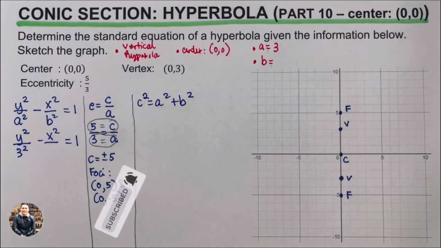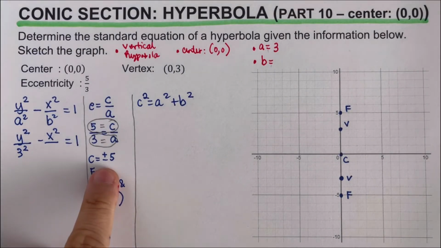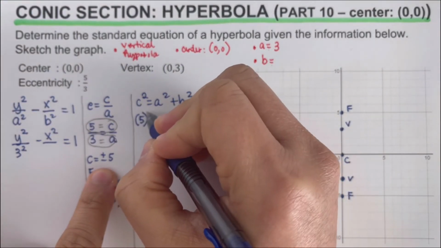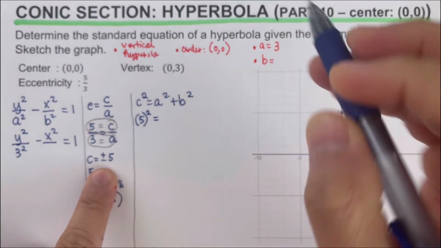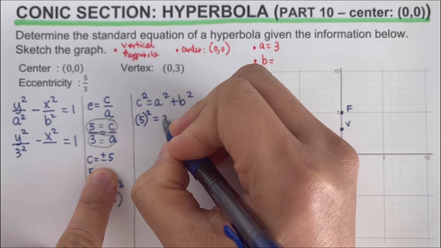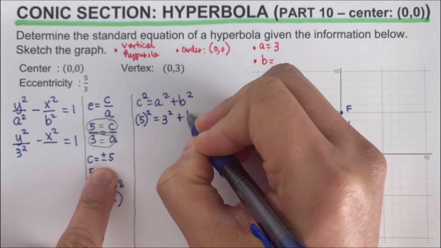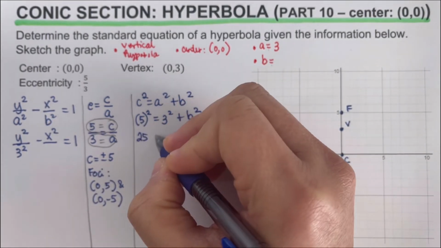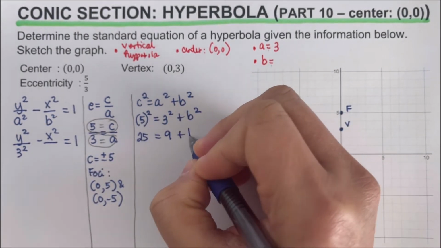So we're going to plug the values in. We already have a C, which is 5. So I'm going to write that up here. C is 5. We're going to square it. Our A is 3. So I put that up here. That's 3 squared plus B squared. This tells us that this would be 25 equals 9 plus b squared.